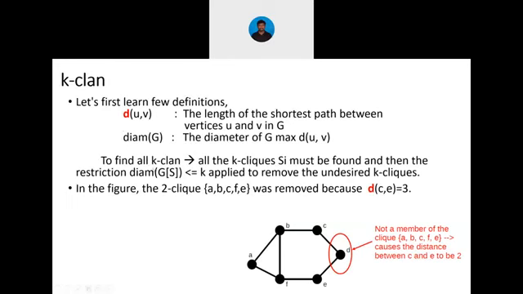To find a k-clan, all the k-cliques must be found, and then the restriction that the diameter of G of S is less than or equal to k is applied. This condition should be applied. The diameter of the particular graph being less than or equal to k is applied to remove the undesired k-cliques. So in the figure below, the 2-clique A, B, C, F, E was removed because d(C, E) is nothing but 3 here, right?